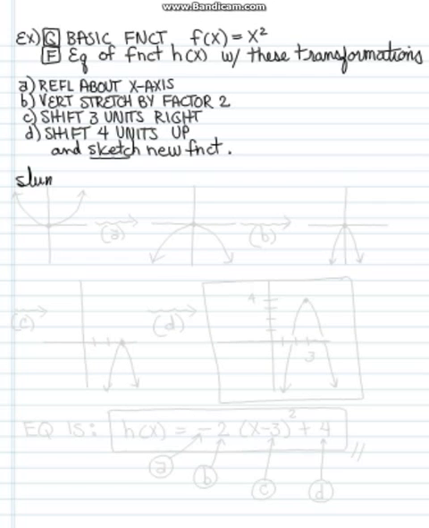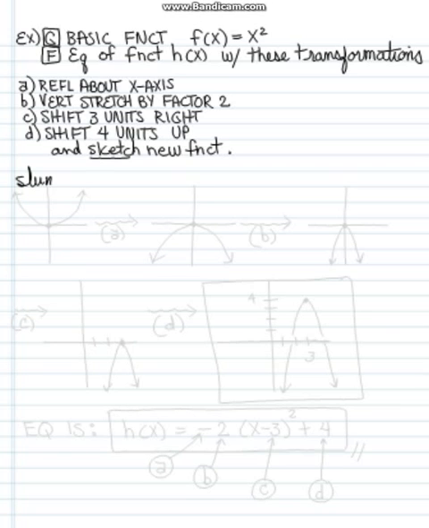Given the basic function f of x equals x squared, find the equation of a function h of x with these transformations. Part A, reflect about the x-axis. Part B, do a vertical stretch by a factor of 2. Part C, shift 3 units to the right. And Part D, shift 4 units up and then sketch the new function.